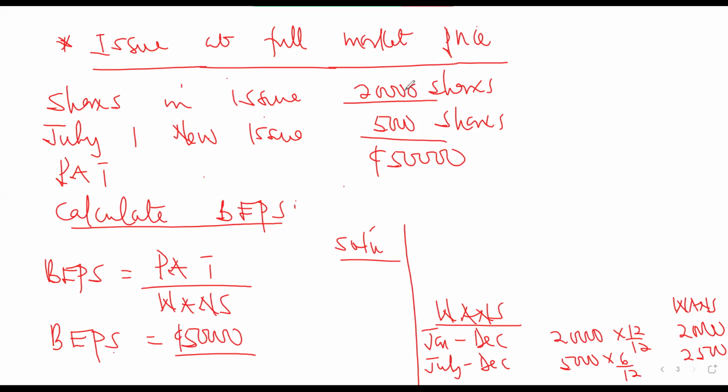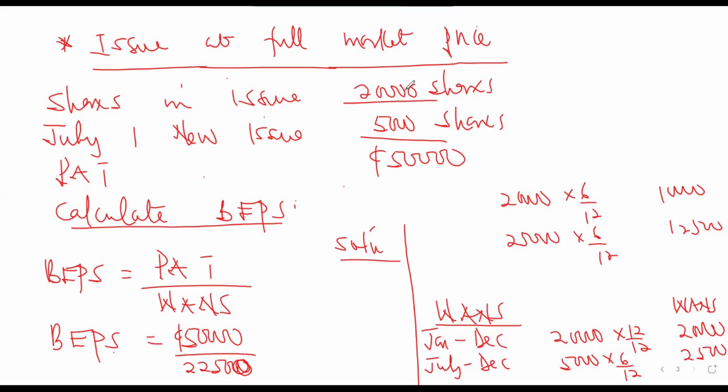22,500. Okay, so if you also try the other one, where 20,000 will do 6 months, times 6/12, you'll be getting 10,000. Then you come here, 25,000 will do an additional 6 months. You'll be getting 12,500.